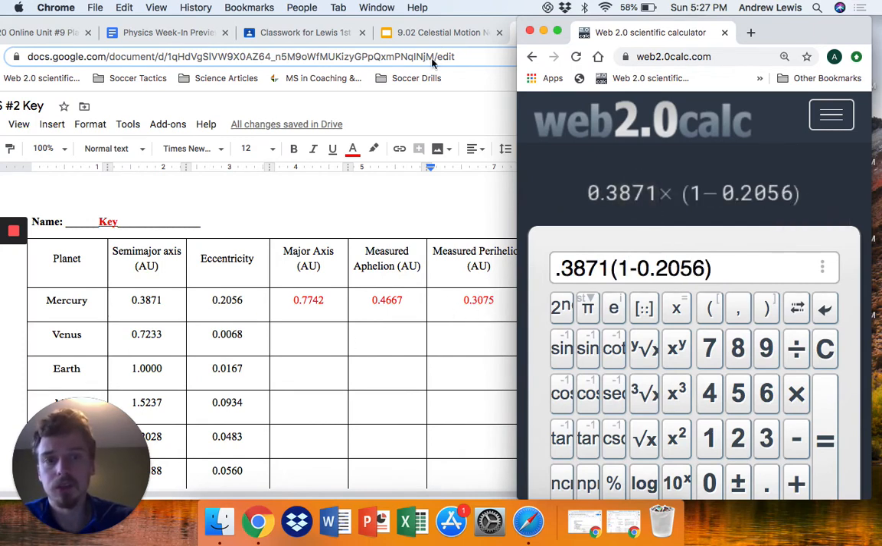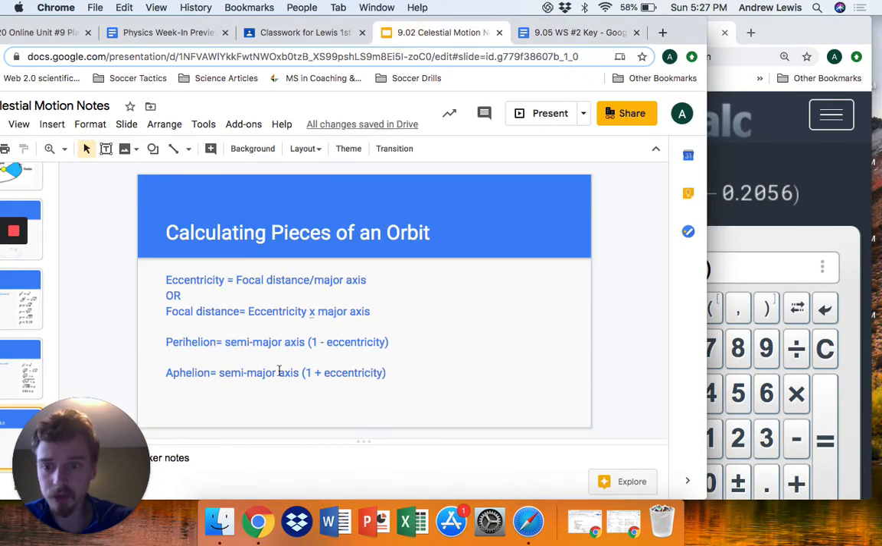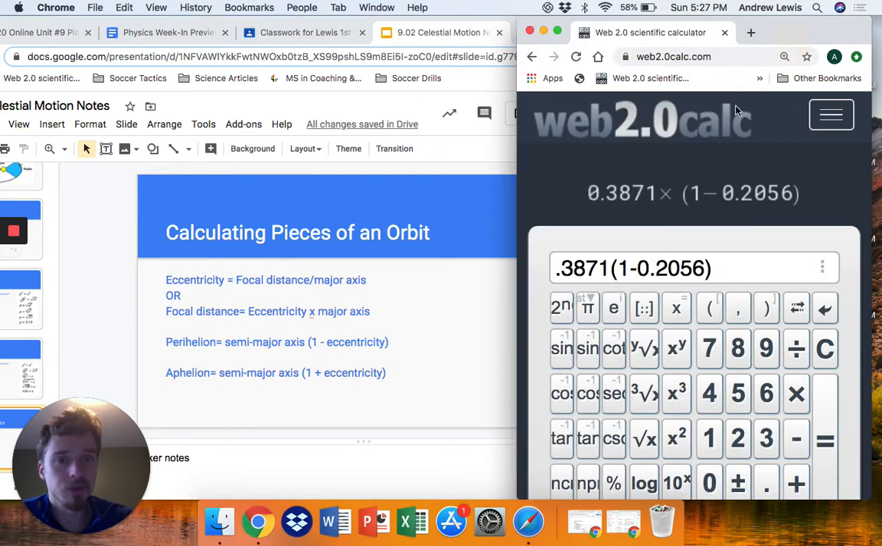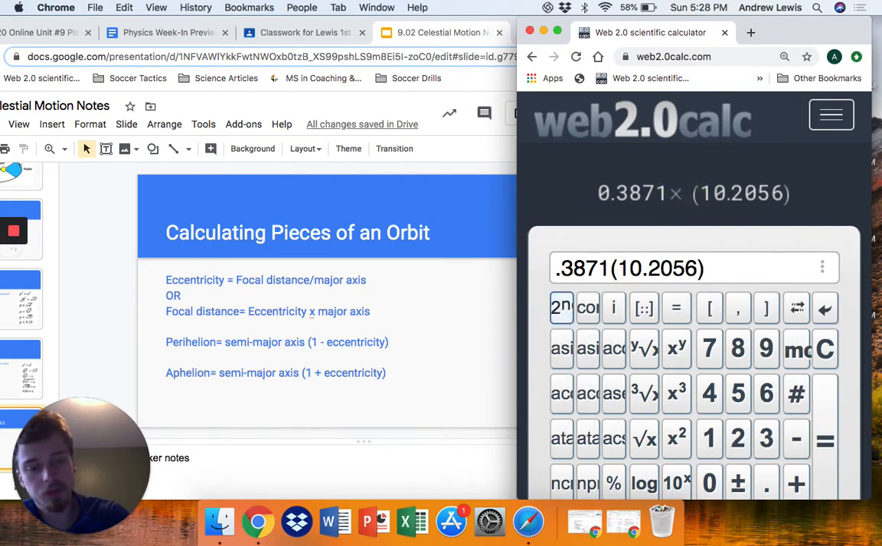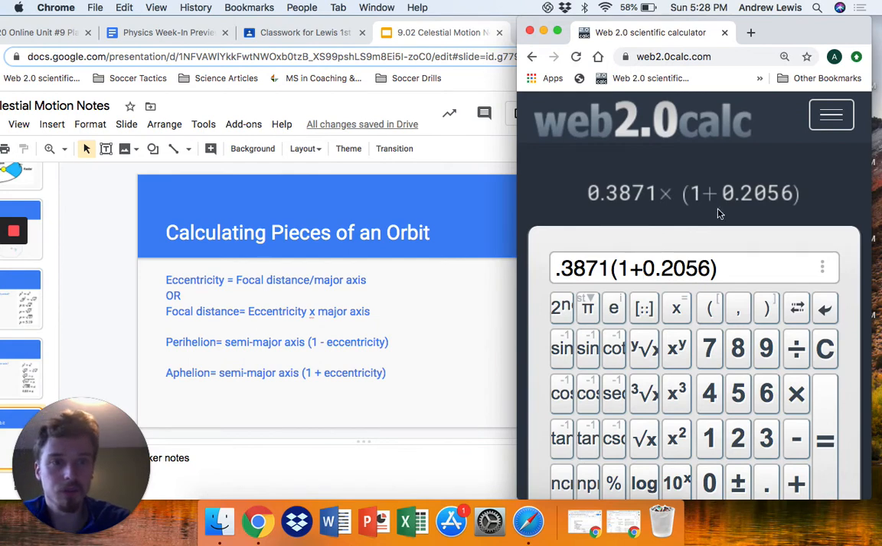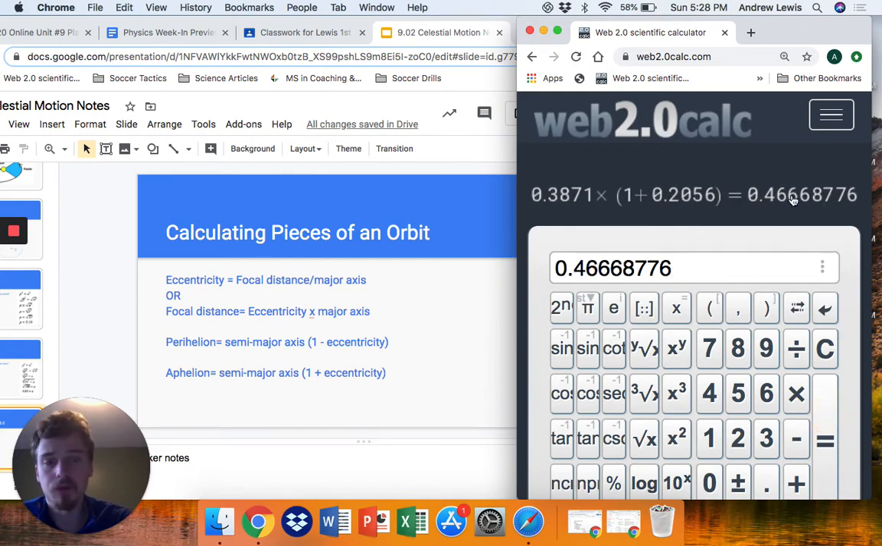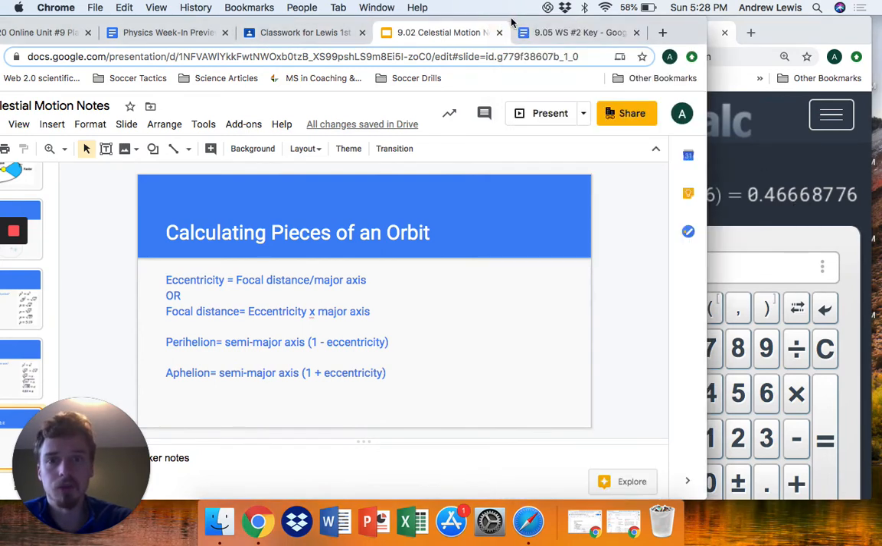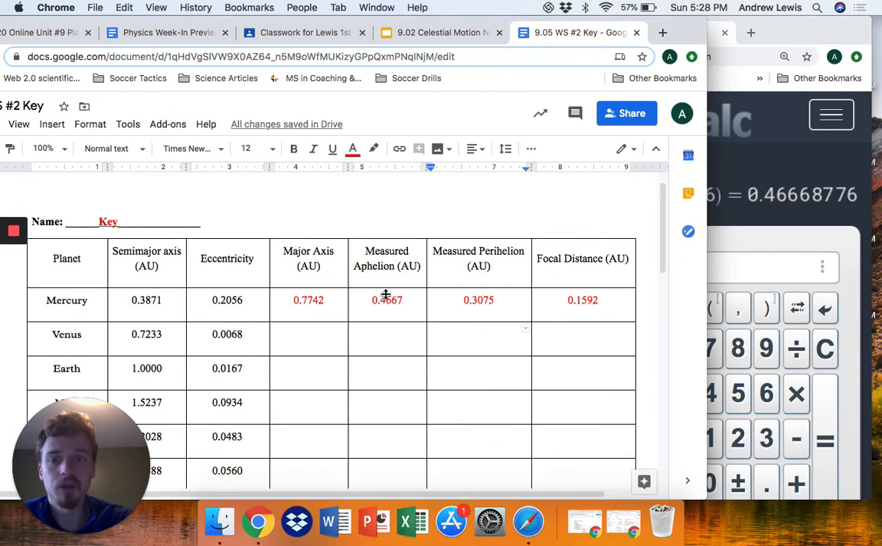And the nice thing is that the other formula for aphelion is really just the opposite, the semi-major axis times 1 plus the eccentricity. So if I come back here, the nice thing about that Web 2.0 calc, I click up here again, and it will give me my same formula. I don't have to retype it or anything. I just need to change that minus to an addition sign. So I add it, I get 0.4667, which is exactly what I got for my aphelion. Okay, so you can do it either way.